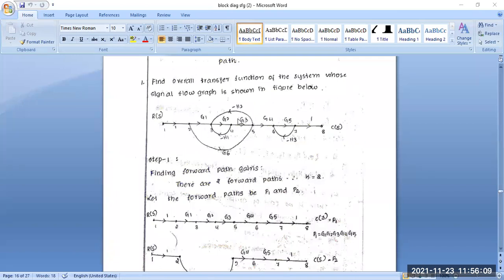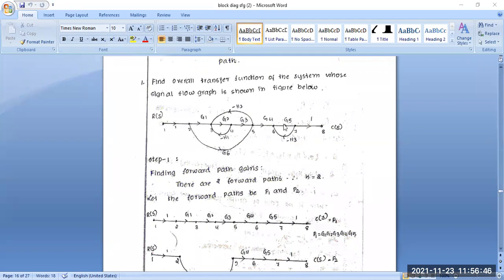First example: find the overall transfer function of the system whose signal flow graph is shown in this figure. In this diagram, first you have to see that many nodes are present. Count the nodes: 1, 2, 3, 4, 5, 6, 7 and 8. So the number of nodes is 8.